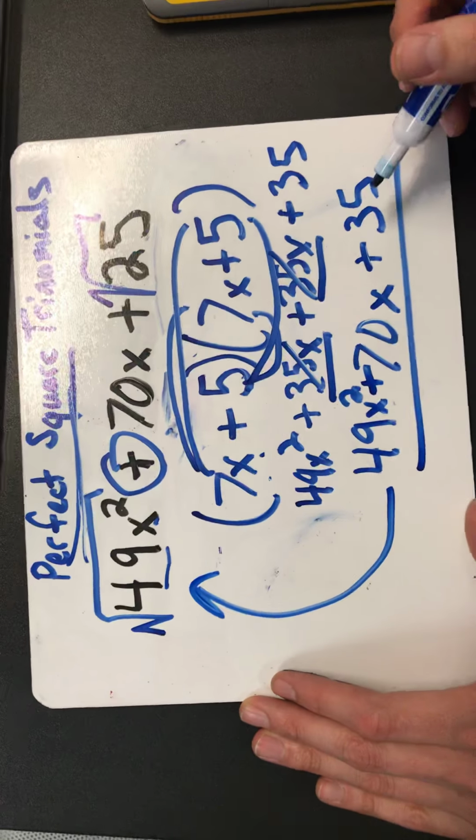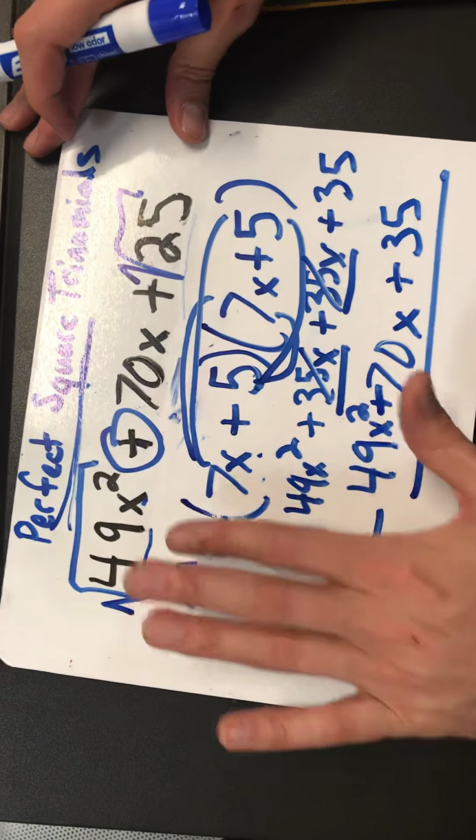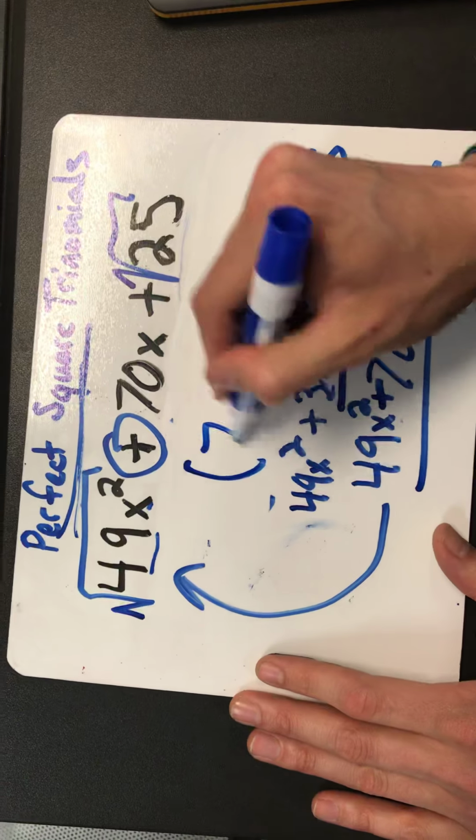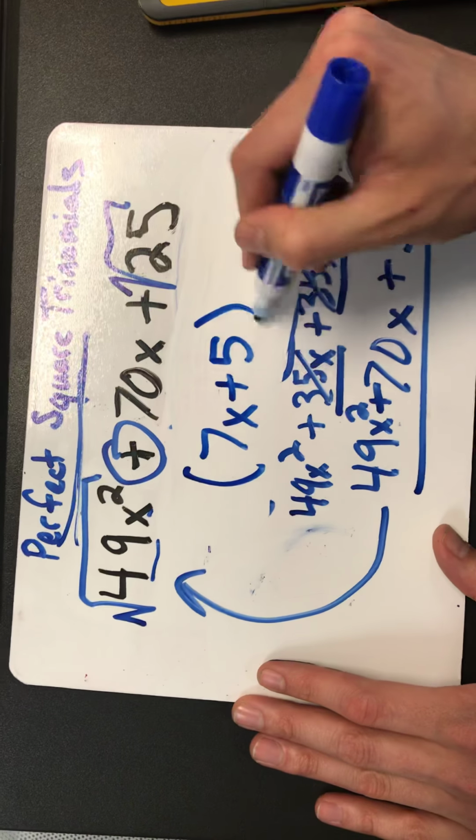Sure is. So I know that if I want to write my factors, I can do it the short way and just write (7x + 5) squared.